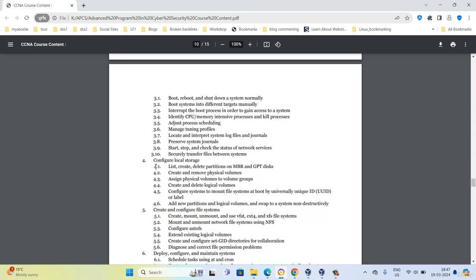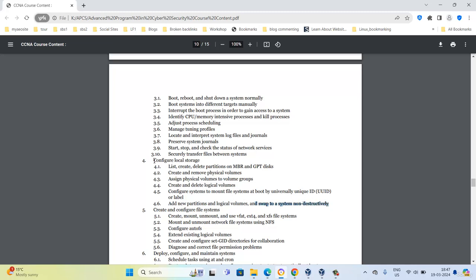Today we are going to start configuring the local storage, where we will understand how to list, create and delete partitions on MBR and GPT disks. Create and remove a physical volume, then assign the physical volume to a volume group, create and delete a logical volume, configure the system by using the UUID and the label, add a new partition in a logical volume, and swap the system non-destructively.